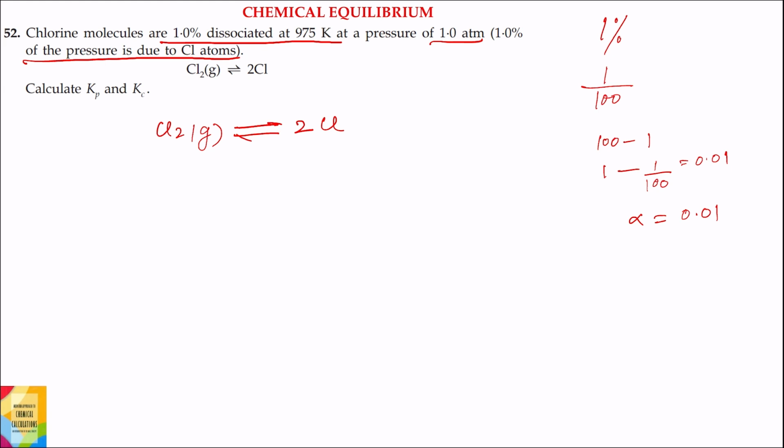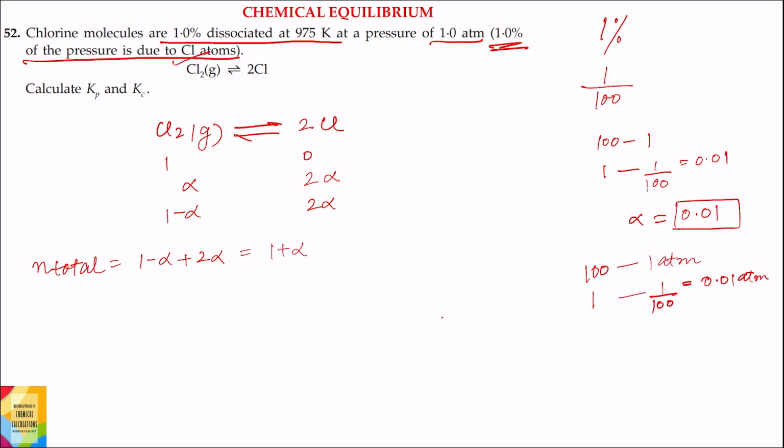So अगर initially 1 mole of chlorine present था, then amount of chlorine atoms was 0. Now after some time, alpha moles of chlorine dissociated to form 2 alpha moles of chlorine atoms. Now at equilibrium, amount of chlorine remaining will be 1 minus alpha and amount of chlorine atoms formed will be 2 alpha. Now total moles will be equal to 1 minus alpha plus 2 alpha, which is equal to 1 plus alpha.